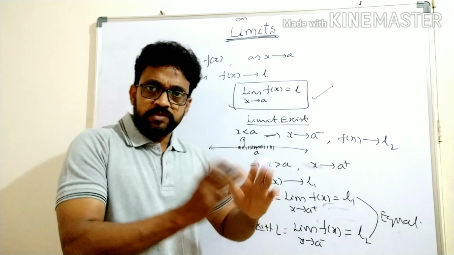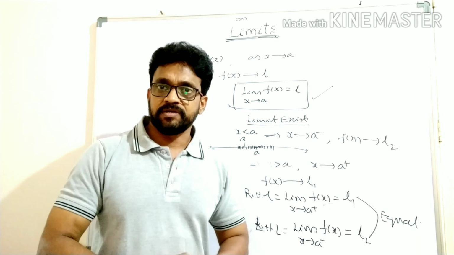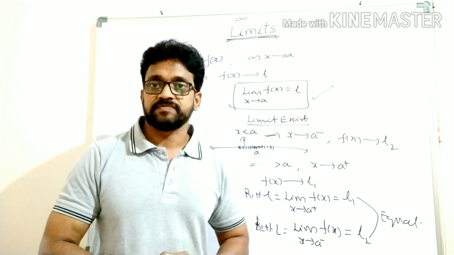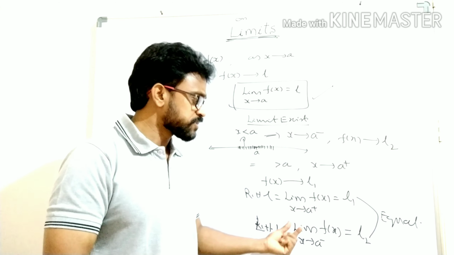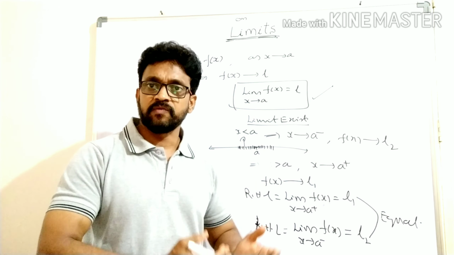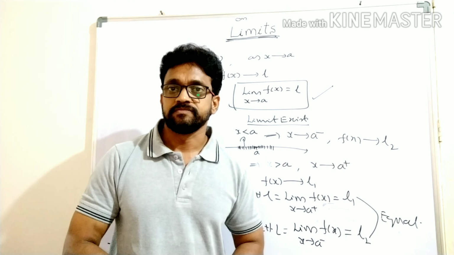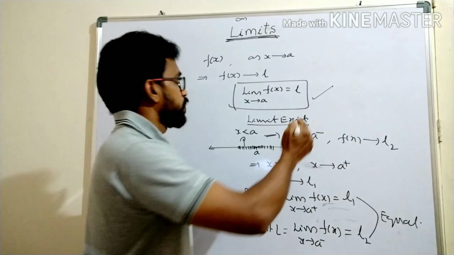Sometimes both limits exist but are not equal. In that case, the limit does not exist. Exist means here the corresponding function approaches some finite value. Now I will give one example.